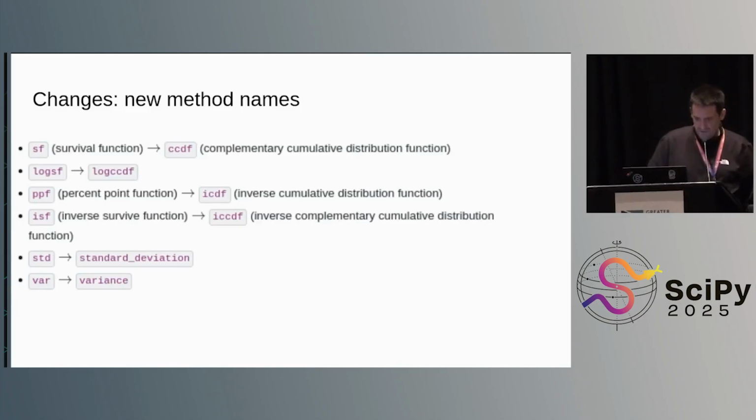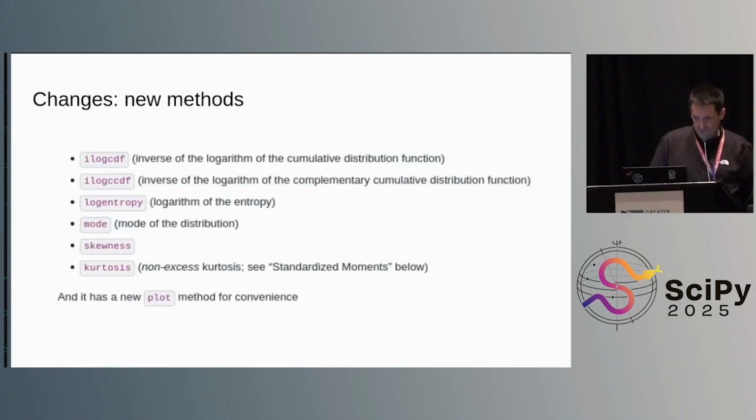Here, standard deviation and variance are just written out more explicitly. There are new methods. You have inverse log CDFs and complementary CDFs, log of entropy, mode, skewness, kurtosis, and a plot method that was added for convenience that we'll see.